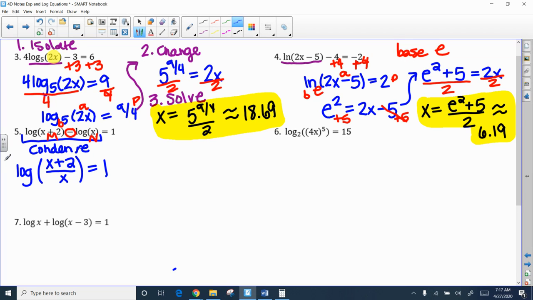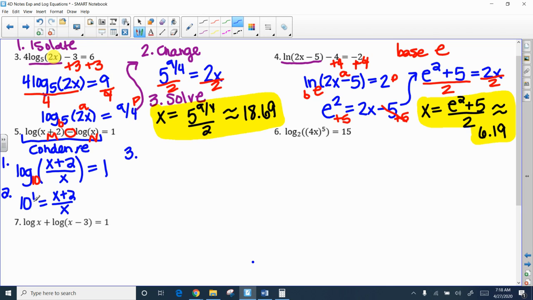Step 2, so that's step 1. Step 2 is either to exponentiate or change forms. I'm going to change to exponential form, and remember this is a base of 10. The common logarithm is a base of 10. So if I change that to exponential form, it's going to be 10, which is the base, to the first power. That's the p over here, equals x plus 2 over x. Okay, so you have to change forms before you try to solve anything. All right, so now step 3 is to solve.